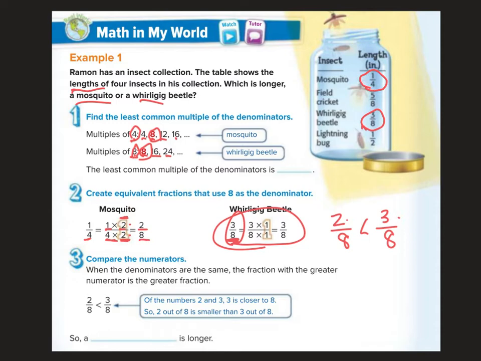Of the numbers 2 and 3, 3 is closer to 8. We could think of it that way. The fractions where the numerator and denominator get closer to each other are going to be greater than the ones that are farther away from each other. So a whirligig, that's kind of a fun word, W-H-I-R-L-I-G-I-G. A whirligig beetle is longer.